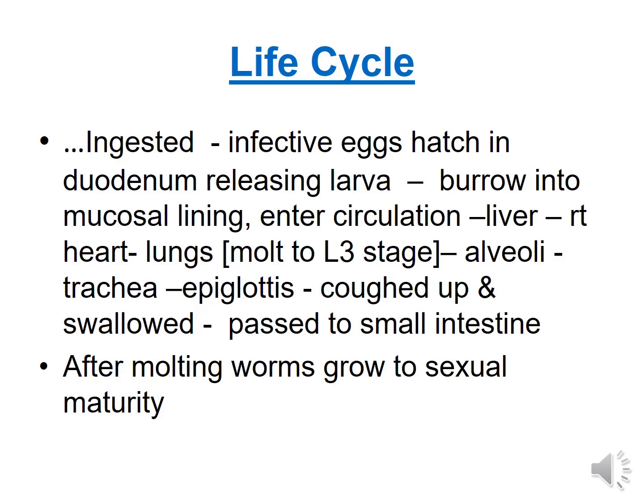larva. These larvae burrow into the mucosal lining, enter the circulation, and reach the liver, right heart, lungs. In the lungs, they molt to L3 stage. This is the third stage larva, and then they reach the alveoli, trachea, epiglottis, from where it is coughed up and then swallowed. So they pass again into the small intestine and then mature there. After molting here in the intestine, they mature sexually and then start laying eggs.